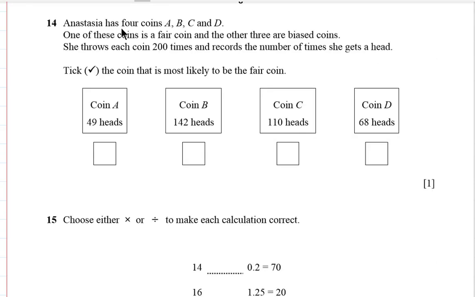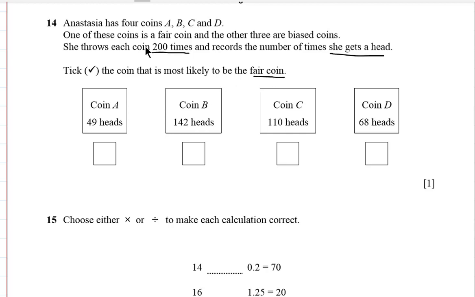Question 14. Anastasia has 4 coins, A, B, C, and D. One of these coins is a fair coin and the other 3 are biased coins. She throws each coin 200 times and records the number of times she gets a head. Tick the coin that is most likely to be the fair coin.